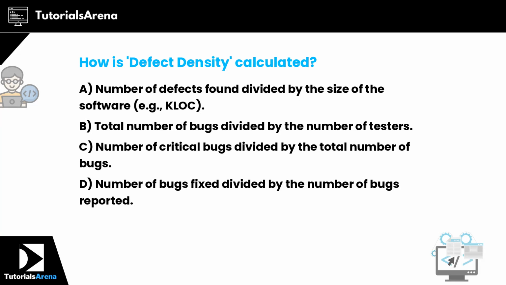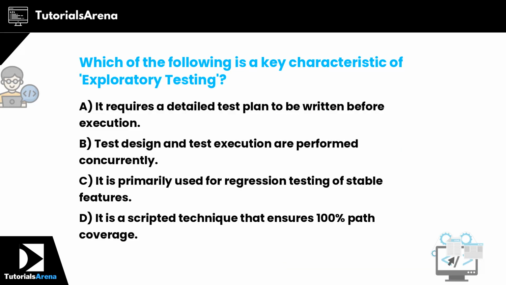How is defect density calculated? The correct answer is option A, number of defects found divided by the size of the software, e.g. KLOC. Which of the following is a key characteristic of exploratory testing?